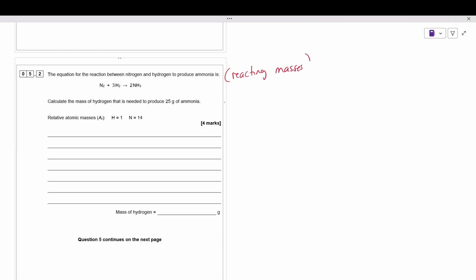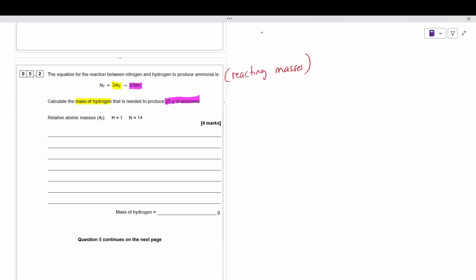And for questions like this, I always highlight the species that I'm concerned with, because even though you've got an equation, you will usually be concerned with only 2 of the bits that you've got in the equation. So it asked me to calculate the mass of hydrogen. So I know that I'm concerned with hydrogen. And it also gave me information about ammonia, 25 grams of ammonia. So I know I'm going to be concerned with ammonia as well.